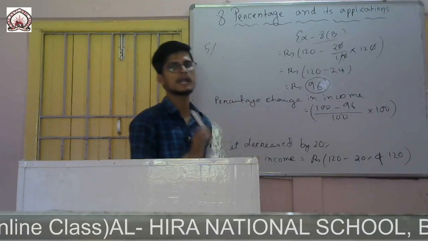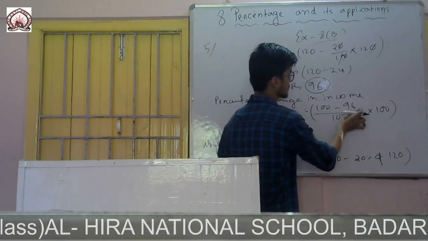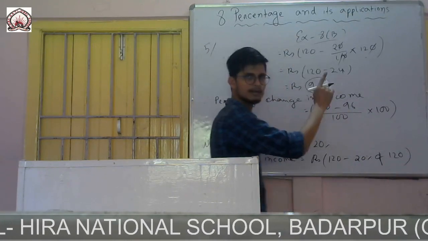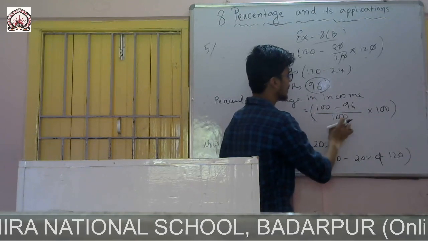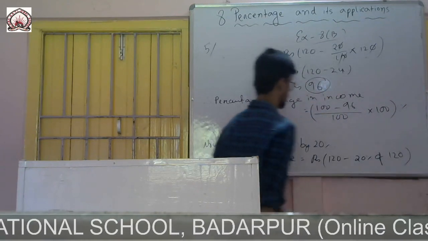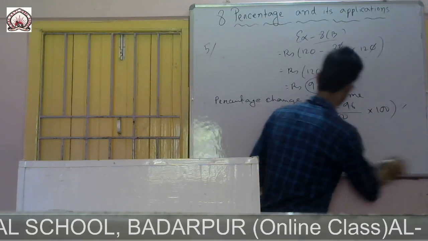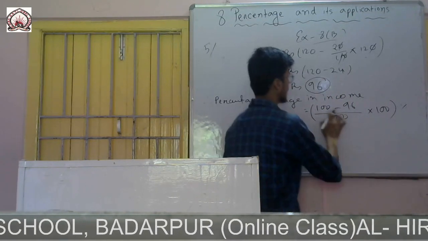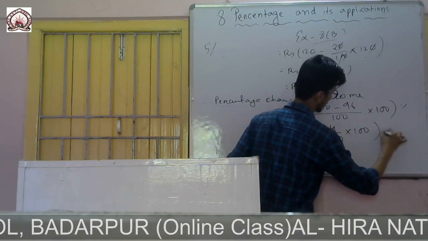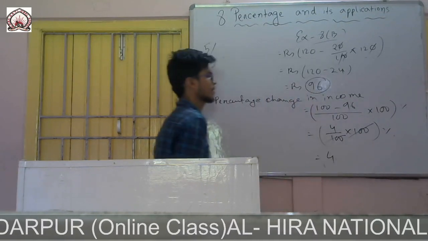In the first line we let his income be X. So this one I wrote. From old income I will subtract the new one, 96, and the total income was 100. So old income minus new income by old income into 100. 100 means for taking the percentage. Now you see, 100 minus 96 is 4, by 100 into 100 percent. This 100 and this 100 we can cancel. It is 4.